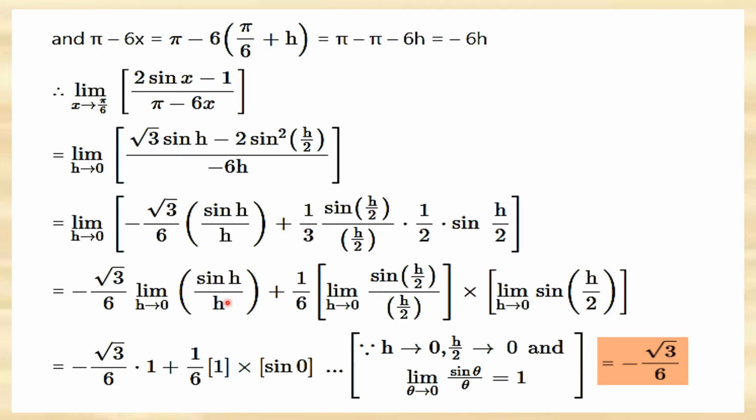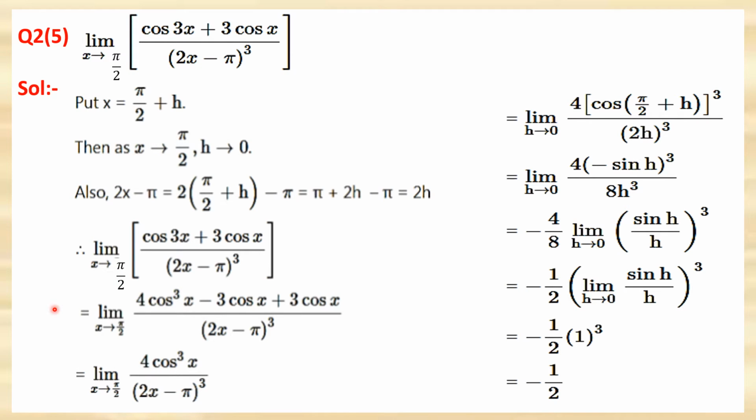Limit h tends to 0 sin h by h is 1. So the first term will be minus root 3 upon 6 into 1, plus 1 by 6 into the first term which is 1, but the second term is sin h by 2. As h tends to 0, h by 2 tends to 0, so it is sin 0, which is equal to 0 only. So only the first term remains, that is minus root 3 upon 6 into 1, equal to minus root 3 upon 6.